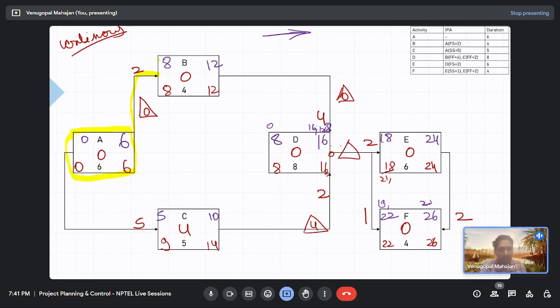This would be 18. 18 minus 6 minus 2, 0. For this, 26 minus 24 minus 2, 0. In this case, 22 minus 18. How much? 4 minus 1. So 3. So relationship floats are calculated now. With relationship float, let's have the critical path.